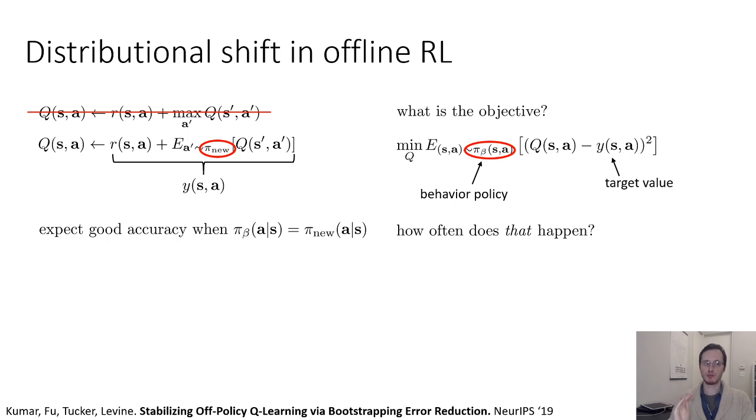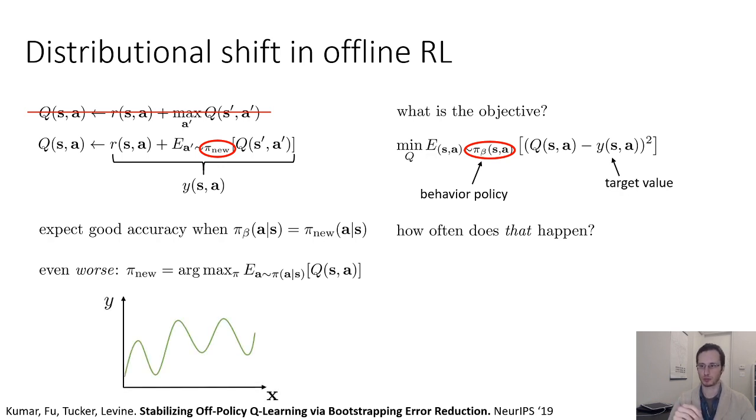But the situation is actually even worse. You see, we don't just select any pi nu, we select it to be the argmax with respect to pi of the expected value of Q. Imagine the green curve represents the true function and the blue curve is a fit. If we select x to maximize the predicted value, even though the blue curve is a good fit, we'll select exactly the point where it fits worst, where it has the largest error in the positive direction.